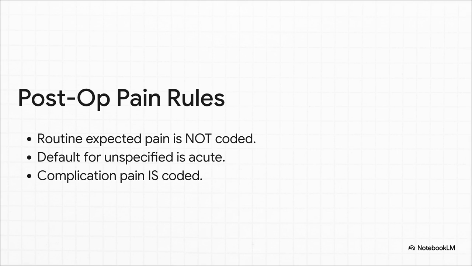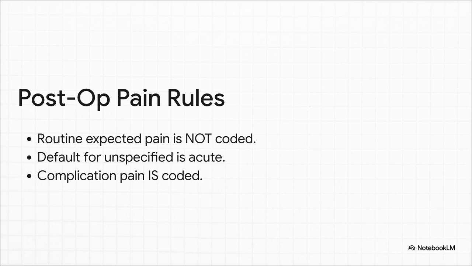Listen up, because this right here is a massive high-risk audit area. First rule of post-op pain. Routine, expected postoperative pain gets a giant red strike through. You just do not code it. Normal post-surgical soreness is entirely excluded from the claim because, well, it's already bundled into the surgical package.